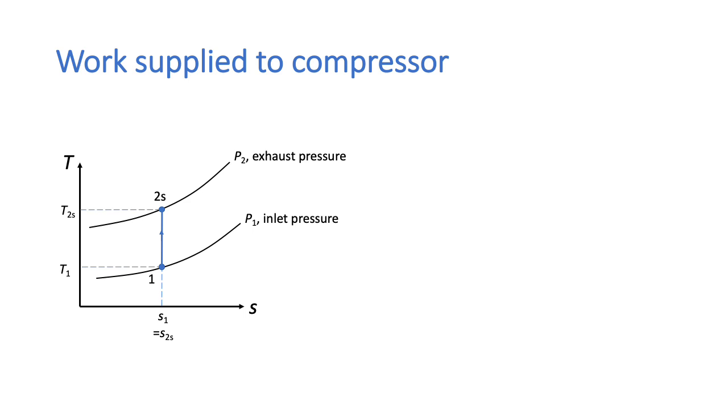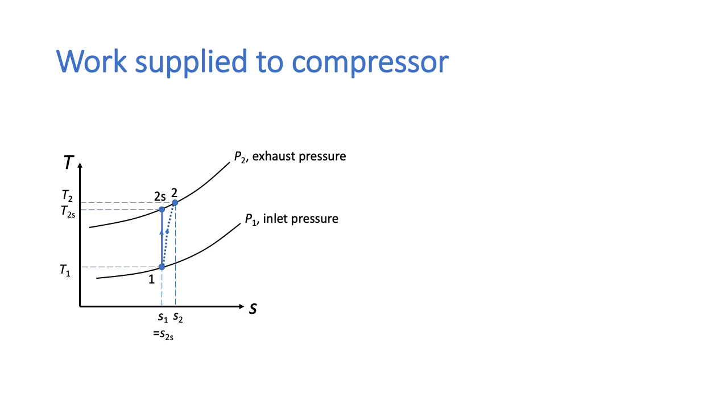We can compare the work supplied to an isentropic compressor with that supplied to a real compressor on a TS diagram. This shows the compression process from an inlet state 1, where the pressure is P1 and the temperature is T1. It is compressed in an isentropic process so that S1 is equal to S2S. The final state is represented by 2S, where the temperature is T2S and the pressure is the exhaust pressure, P2.